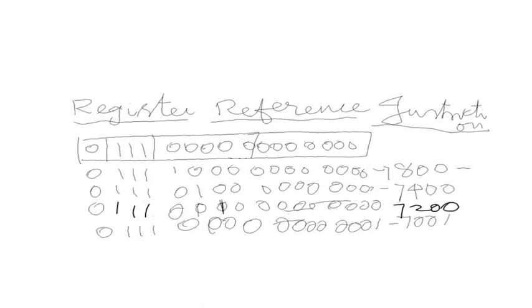And this is register reference. The mode bit must be 0 and the opcode bits must be 111, and the remaining 12 bits vary. So the first hex digit is always 7, and the rest goes 800, 400, 200, and so on.